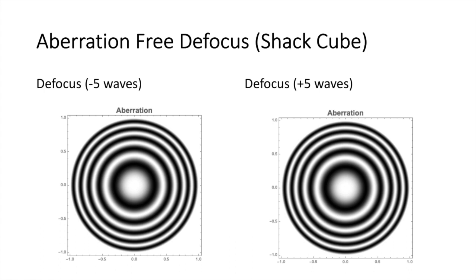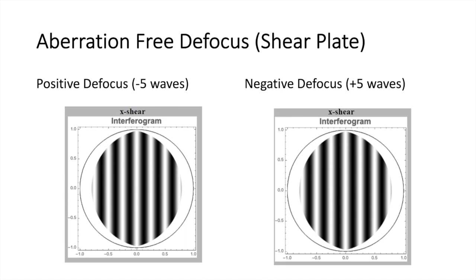For an ideal Shack cube interferometer, we would expect defocus fringes to look like an Airy pattern. Although positive and negative defocus look similar, the intensity of their central fringes is slightly different. Since the Shack cube utilizes a completely different interference mechanism, we would expect these fringes to have noticeable difference to those of a shear plate interferometer.